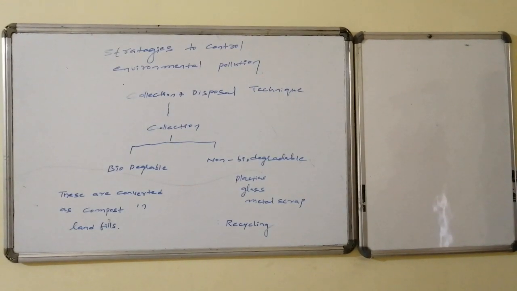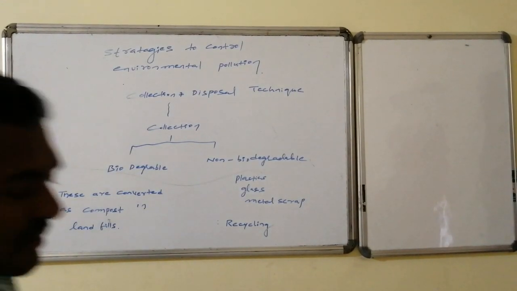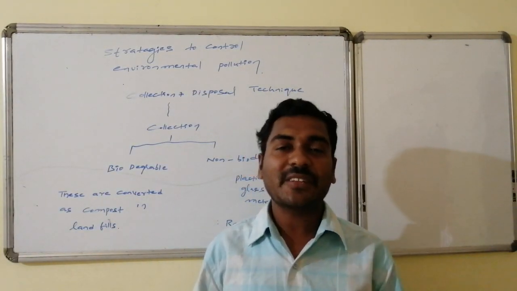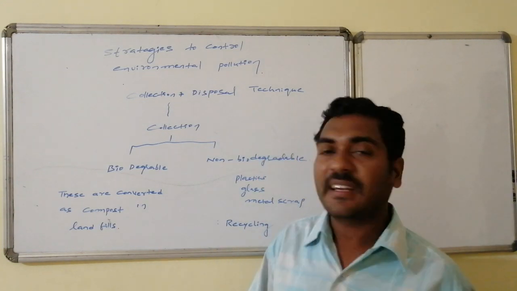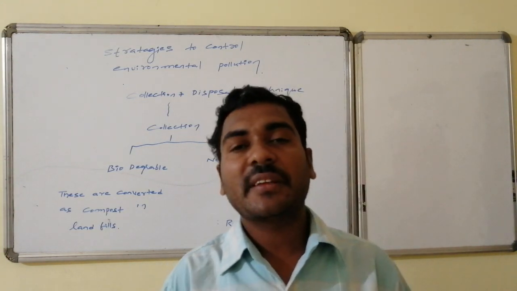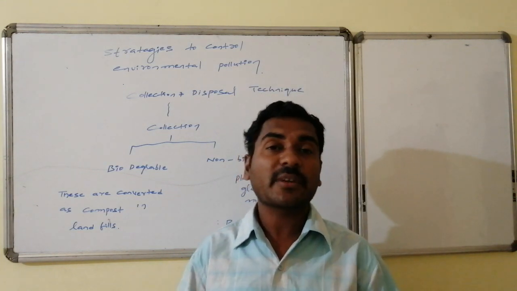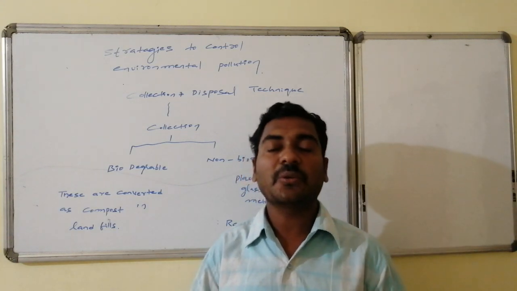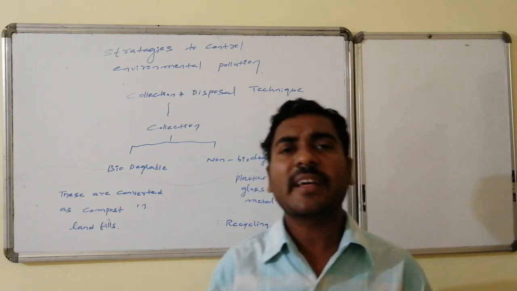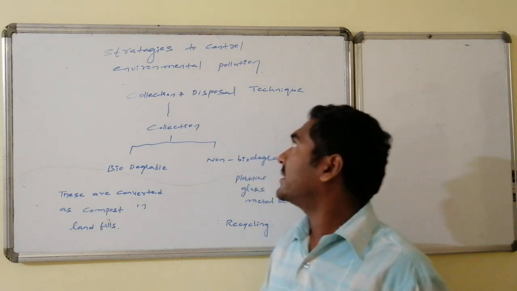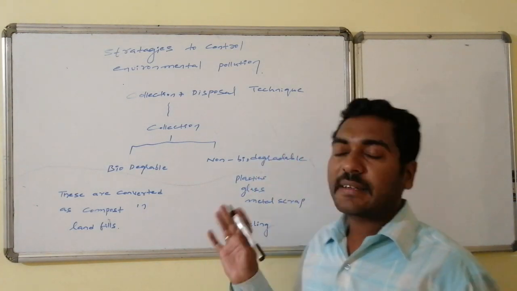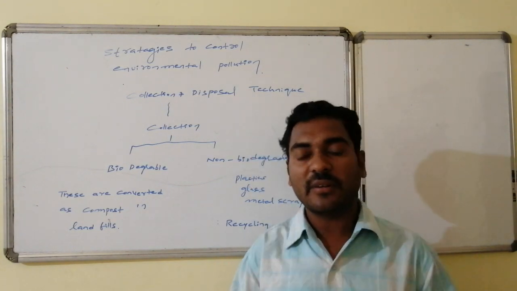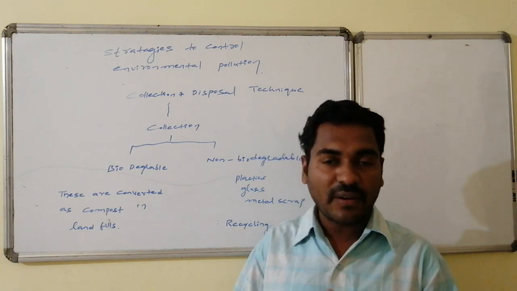Next are strategies to control environmental pollution. Here, the technique generally used for controlling pollution of the environment to a certain extent is the collection and disposal technique. Whatever the pollutants are, whatever is responsible for the pollutants, to the maximum extent these are collected from households, from industries, and wherever they are, followed by a separation method applied in such a way that some of them are biodegradable and some are non-biodegradable. These are all separated.